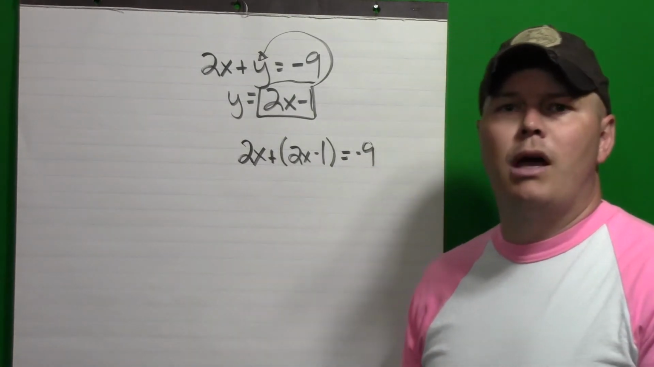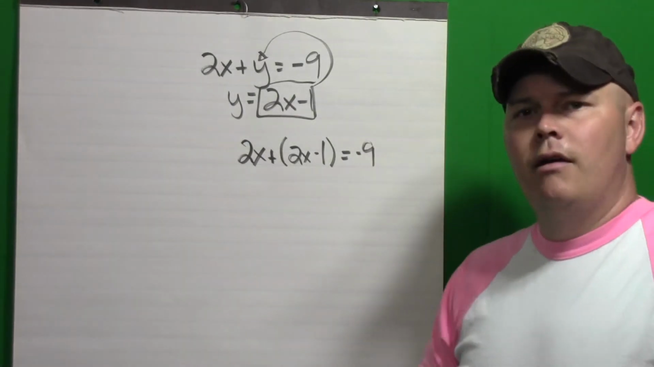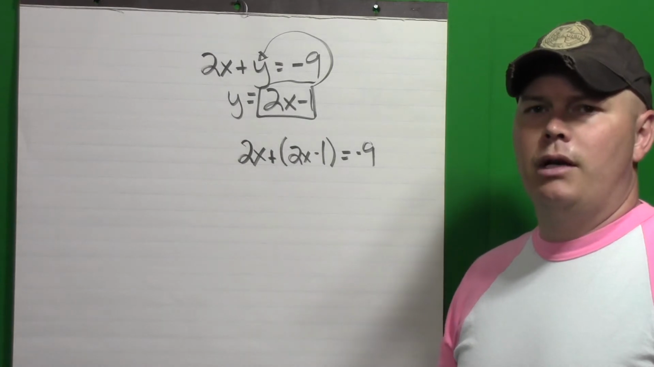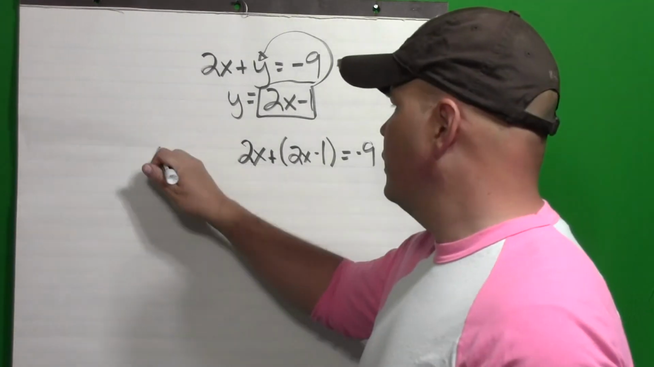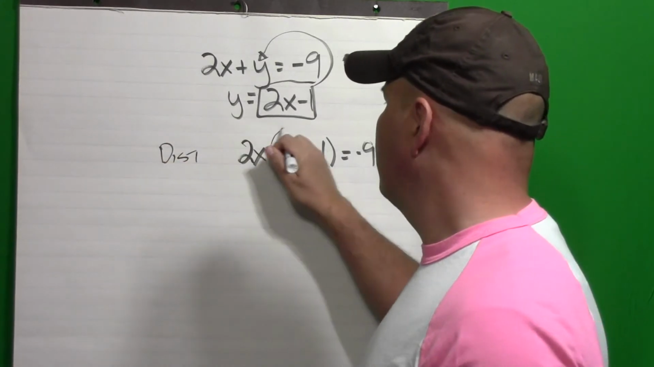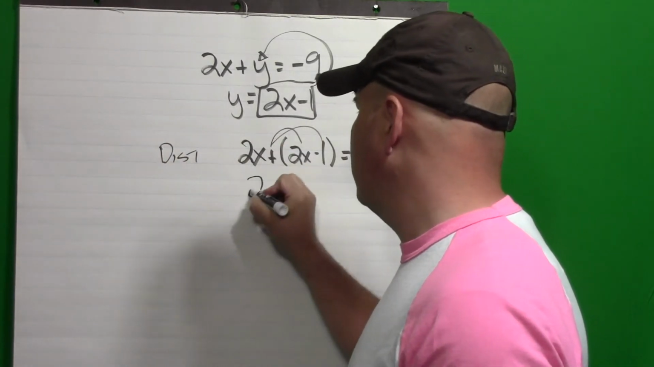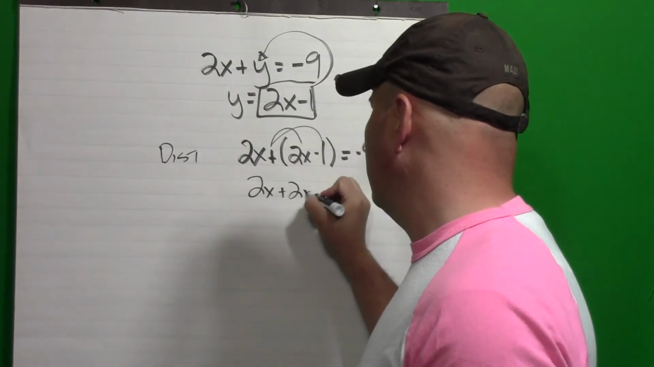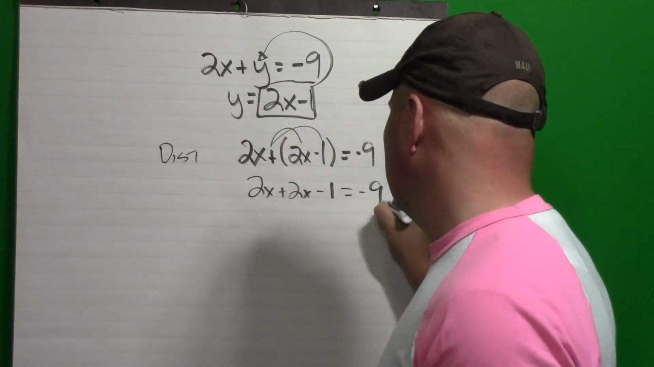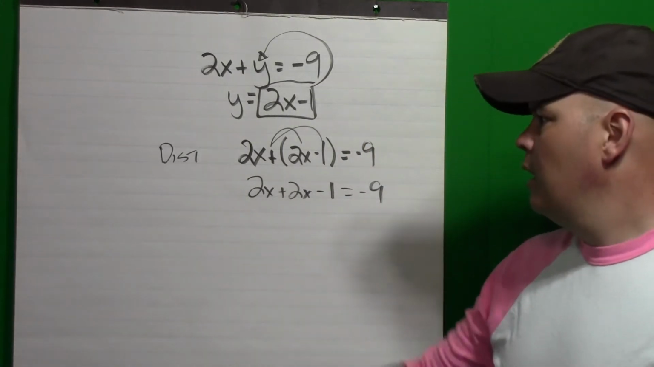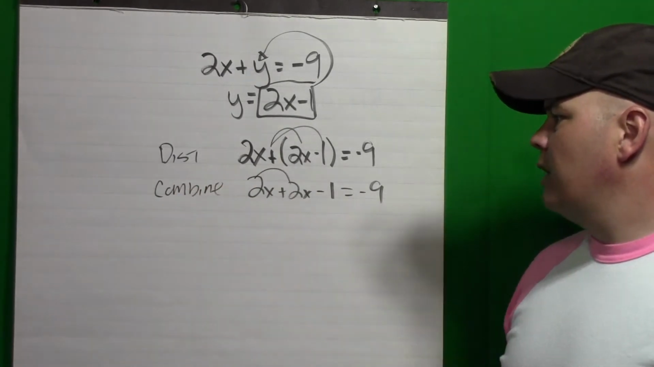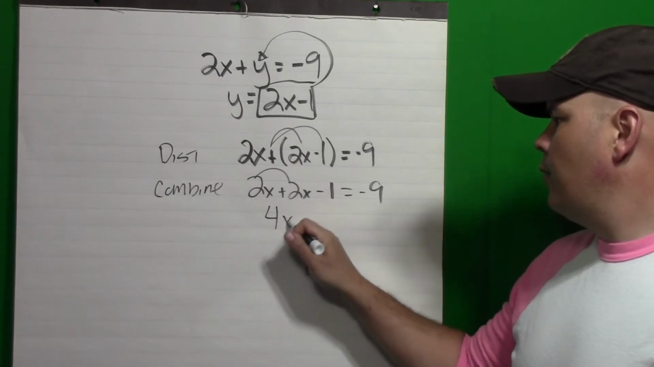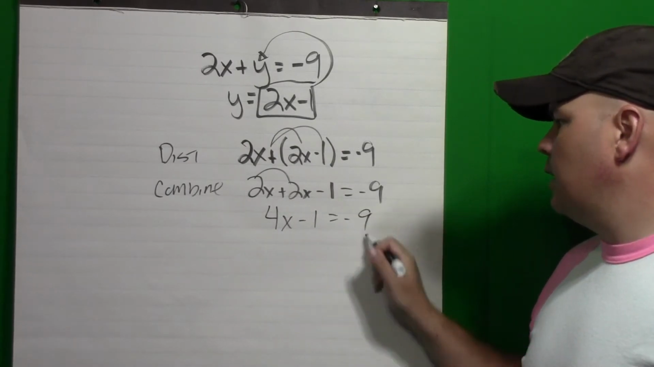That's really good looking math right there. Good parentheses. It's fluid. You guys can actually read my handwriting. Okay, so from there I'm in my distribute. So I'm going to take that plus sign in, which leaves me with 2x plus 2x minus 1 equals -9. Okay, I'm going to combine. There's my like terms. 4x minus 1 equals -9.